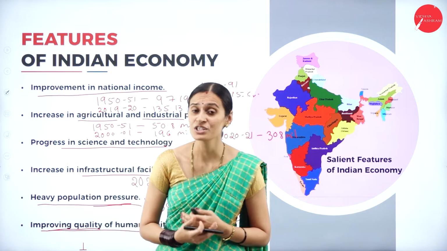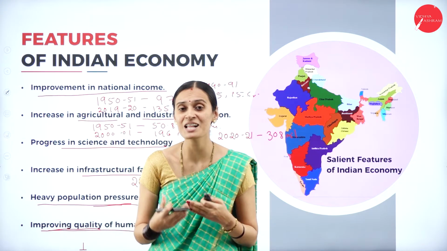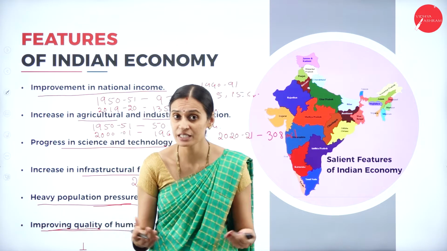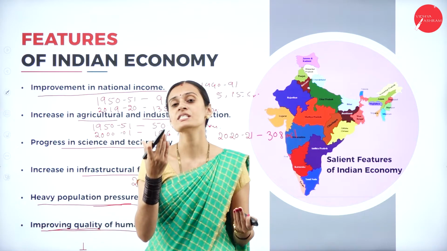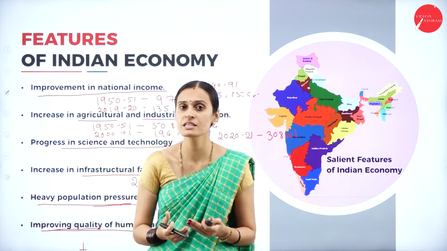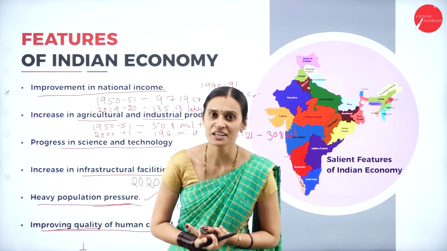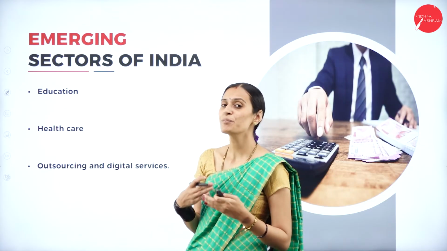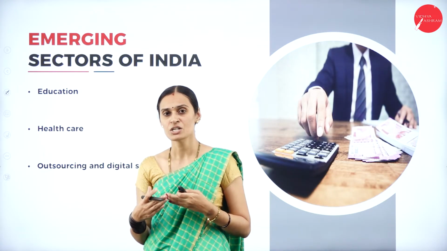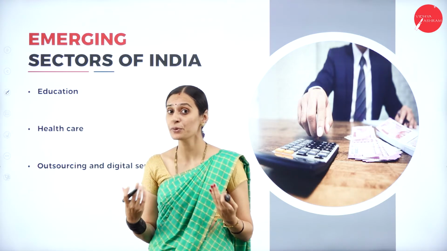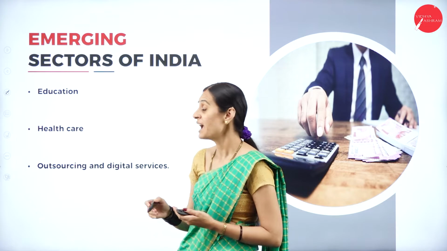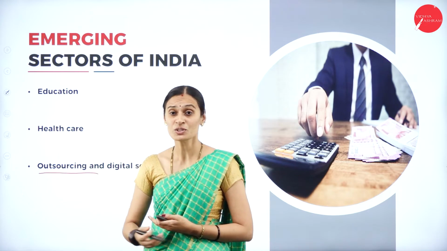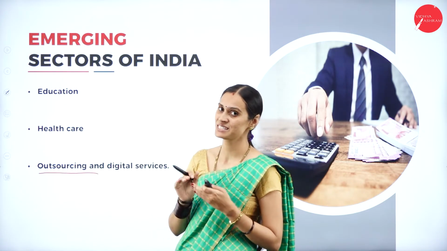And one more important point, yes, we are improving in the financial sector as well as the banking sector. Another one, standard of living is also increasing through improved per capita income, and purchasing power is also increasing, though we are still facing poverty. Another important feature is emerging sectors. Of course, improving infrastructural facilities. So what are the infrastructure facilities? Improving education, improving healthcare, and also of course outsourcing and digital services. So these are all important indications of emerging sectors.